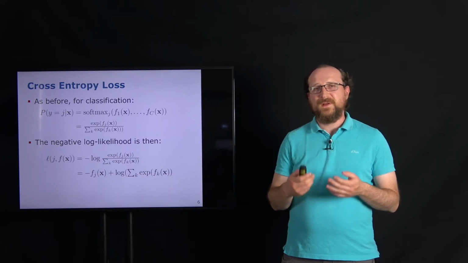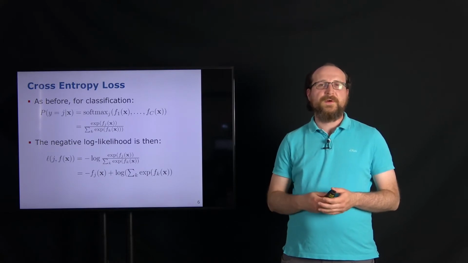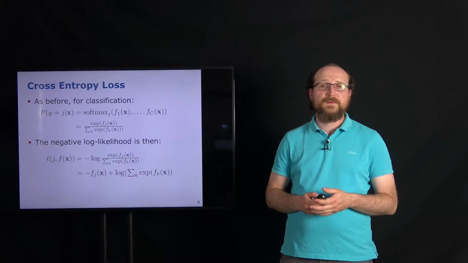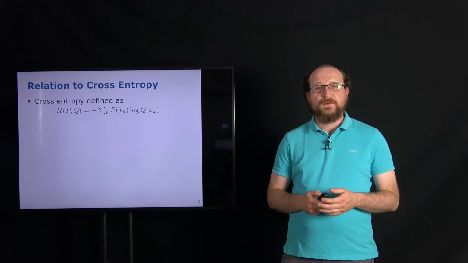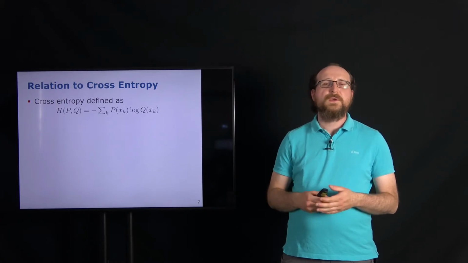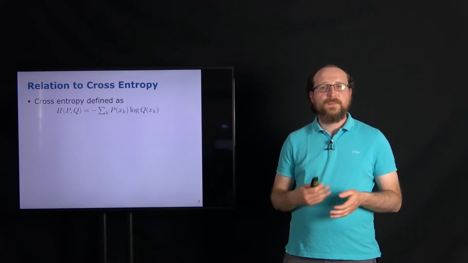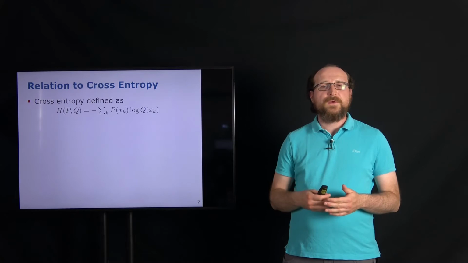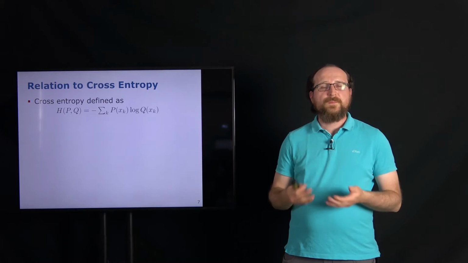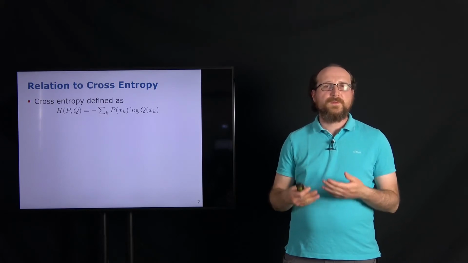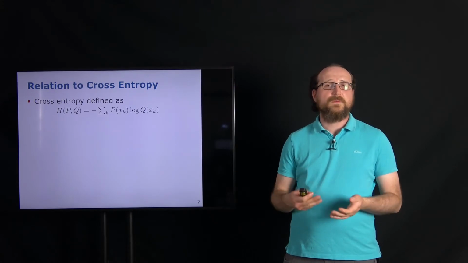So we have now talked about the negative log likelihood of the softmax function, and the question that naturally arises is, why is this called the cross entropy loss? The cross entropy is defined over probability distributions P and Q, where we sum over the individual entries of the probability distributions. The cross entropy basically encodes the difference between P and Q, so this will be 0 when P and Q are equal.